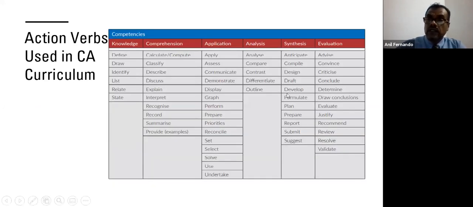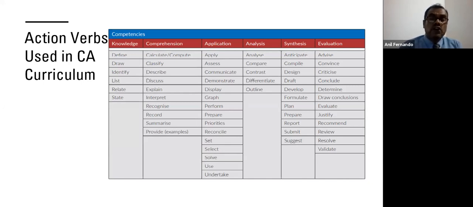Now, have a look at these action verbs used in the CA Curriculum 2020. Action verbs have been grouped into six major categories: knowledge, comprehension, application, analysis, synthesis, and evaluation. Actually, this categorization has been derived from the well-known educationist and psychologist, Bloom. So, Bloom's taxonomy. Bloom is very famous for developing these cognitive competencies.